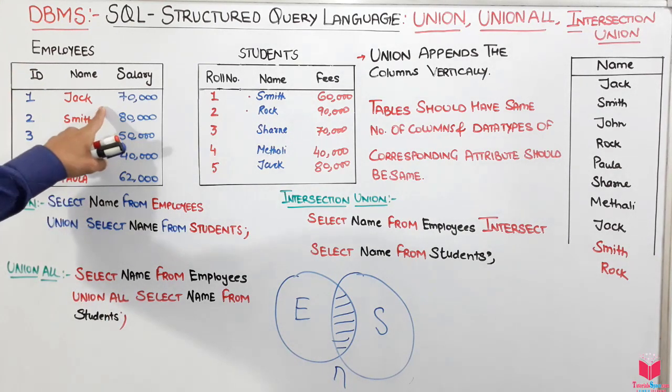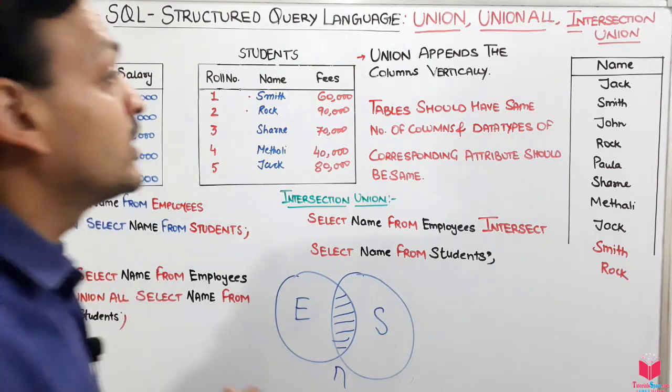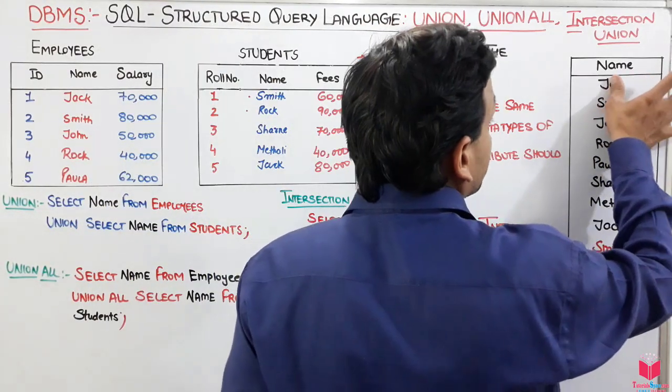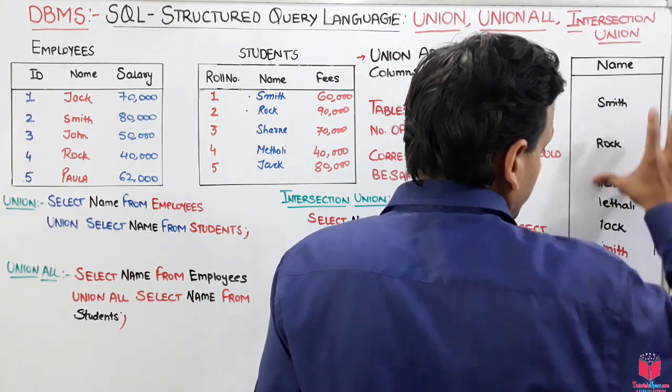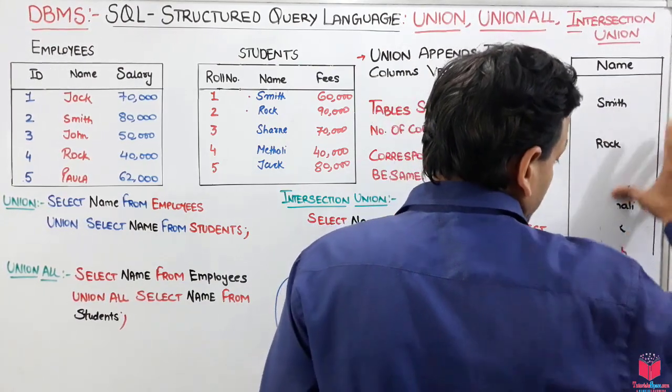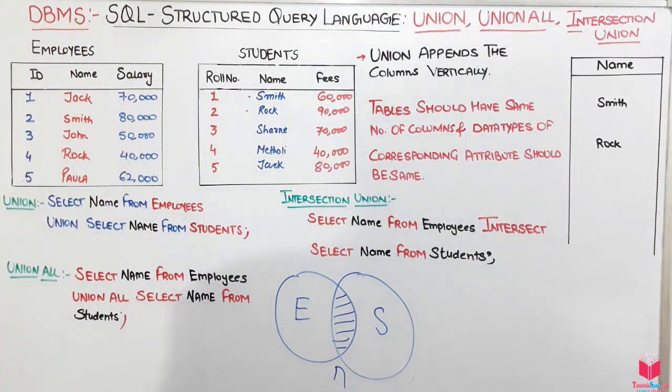So what exactly is the common part? Only Smith and Rock are the common part. So we will write only Smith and Rock here. We will delete every other data from it. It will not consider the duplicate value twice, only one will be written here. So this is Smith and Rock. Okay guys, this is the intersection.